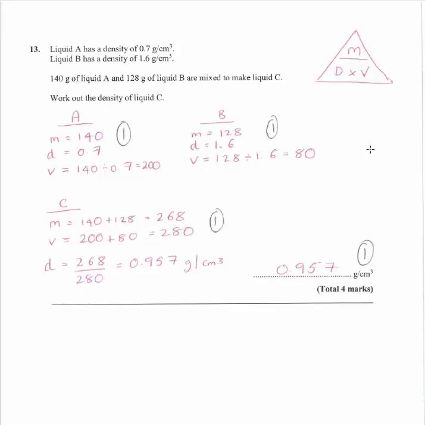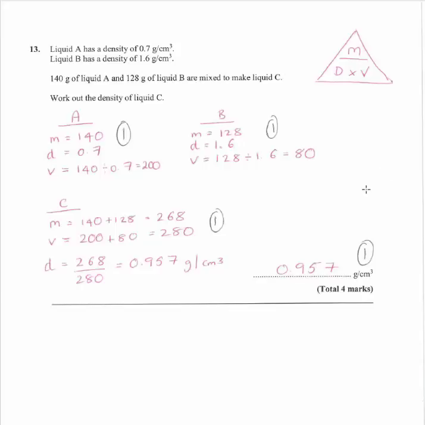So you need to know the formulas for density, mass and volume, which are related in this formula triangle, just like speed, time and distance. And if you're not quite sure, just look at the units. Density is mass divided by volume. Cover that up. Density is mass divided by volume. You get the formula from the units it tells you. So we've got 140 grams of liquid A and 128 grams of liquid B are mixed to make liquid C. Work out the density of liquid C.